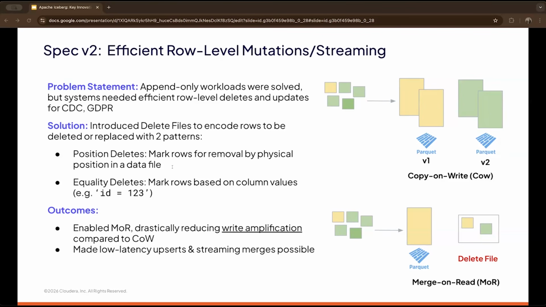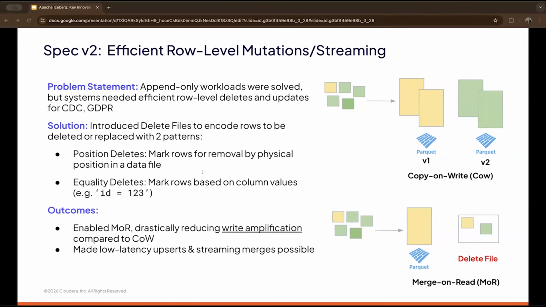So you're merging on read versus copying on write. So that's the true distinction. By introducing this delete file instead of rewriting the existing data file, Iceberg enabled us to do more streaming-based writes, more low latency writes, right? And that reduced the write amplification by a lot.